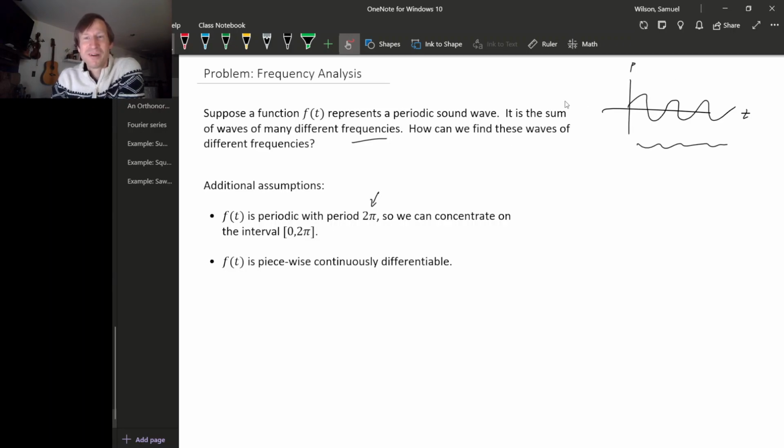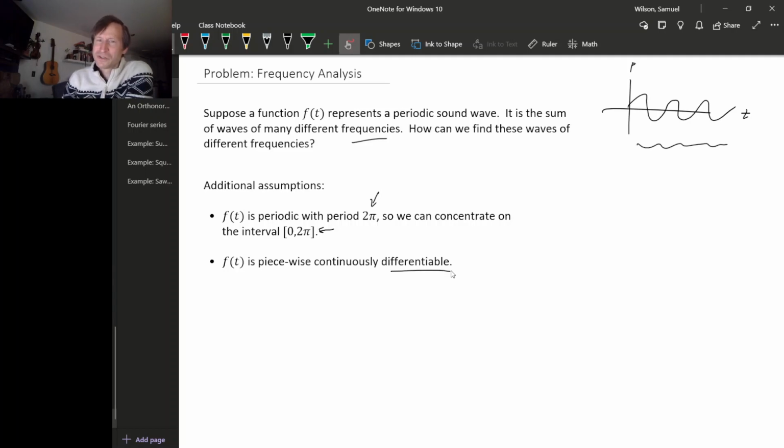In general, a periodic sound wave with domain all real numbers is going to be hard to analyze because its domain is so large, but if we concentrate just on one closed interval, then things get a lot easier. In particular, we can do integrals without having to worry about whether they blow up to infinity. The other thing that we're going to assume about our function is that it's piecewise continuously differentiable.